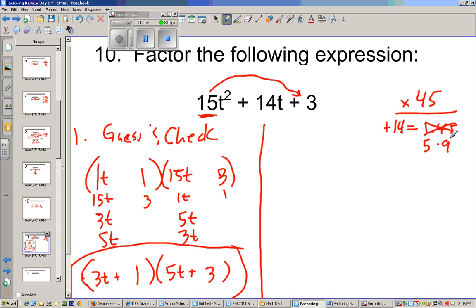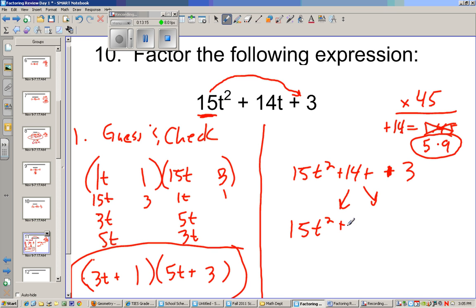So now I want to split my middle term with these two values. So I'm going to write this again. 15t squared plus 14t plus 3. Now I'm going to split this 14t into two different sections. It's going to be 5t and 9t.